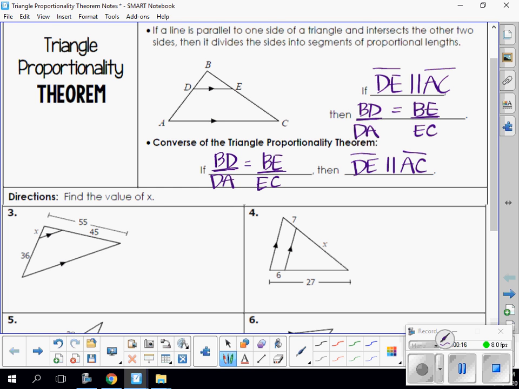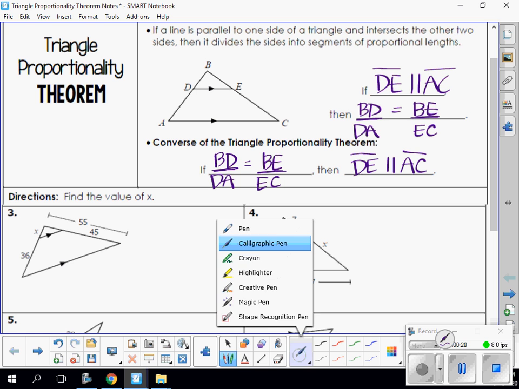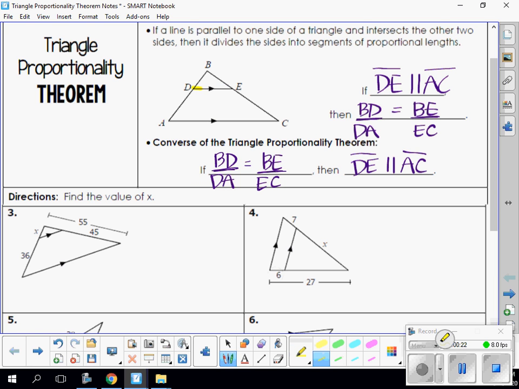But what this theorem is, is if a line is parallel to one side of the triangle, so that line that's parallel here is DE, is parallel to the side of a triangle. The side of the triangle is AC. What that does is it intersects the other two sides and it divides those sides into segments of proportional lengths. So it's dividing BD and DA, those are two of them, and then BE. So those blue and pink are going to be in proportional lengths.